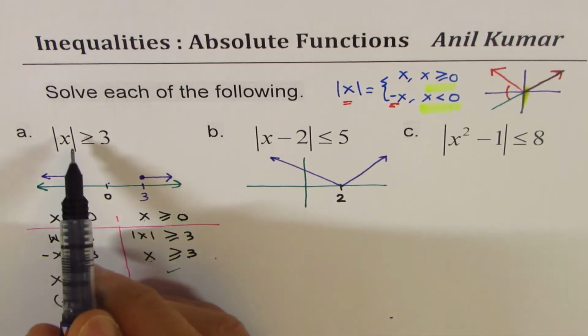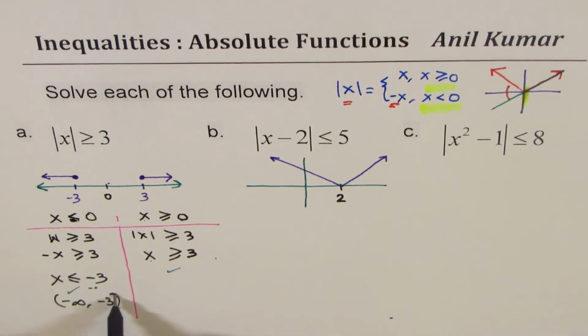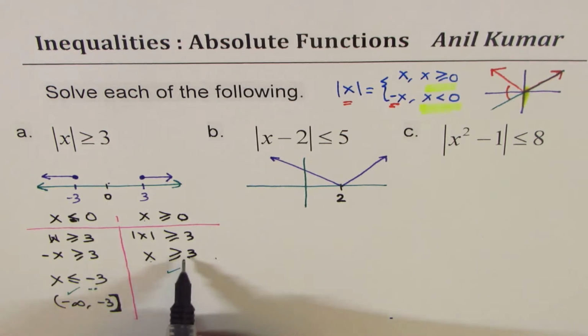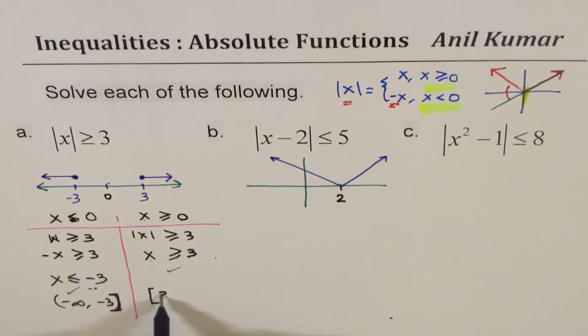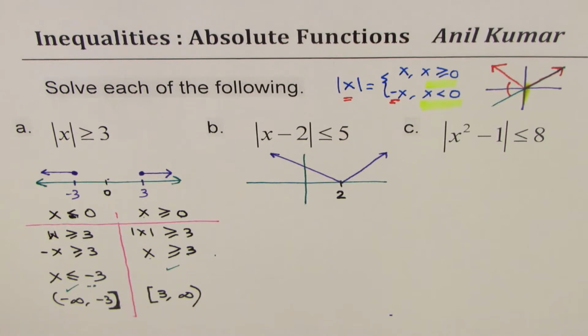And since we are talking about equal to, we'll include it with a square bracket. Do you understand? Now in this case, it will be from including 3 to infinity. Infinity can never be included. So you see how we get the solution for absolute x greater than or equal to 3.